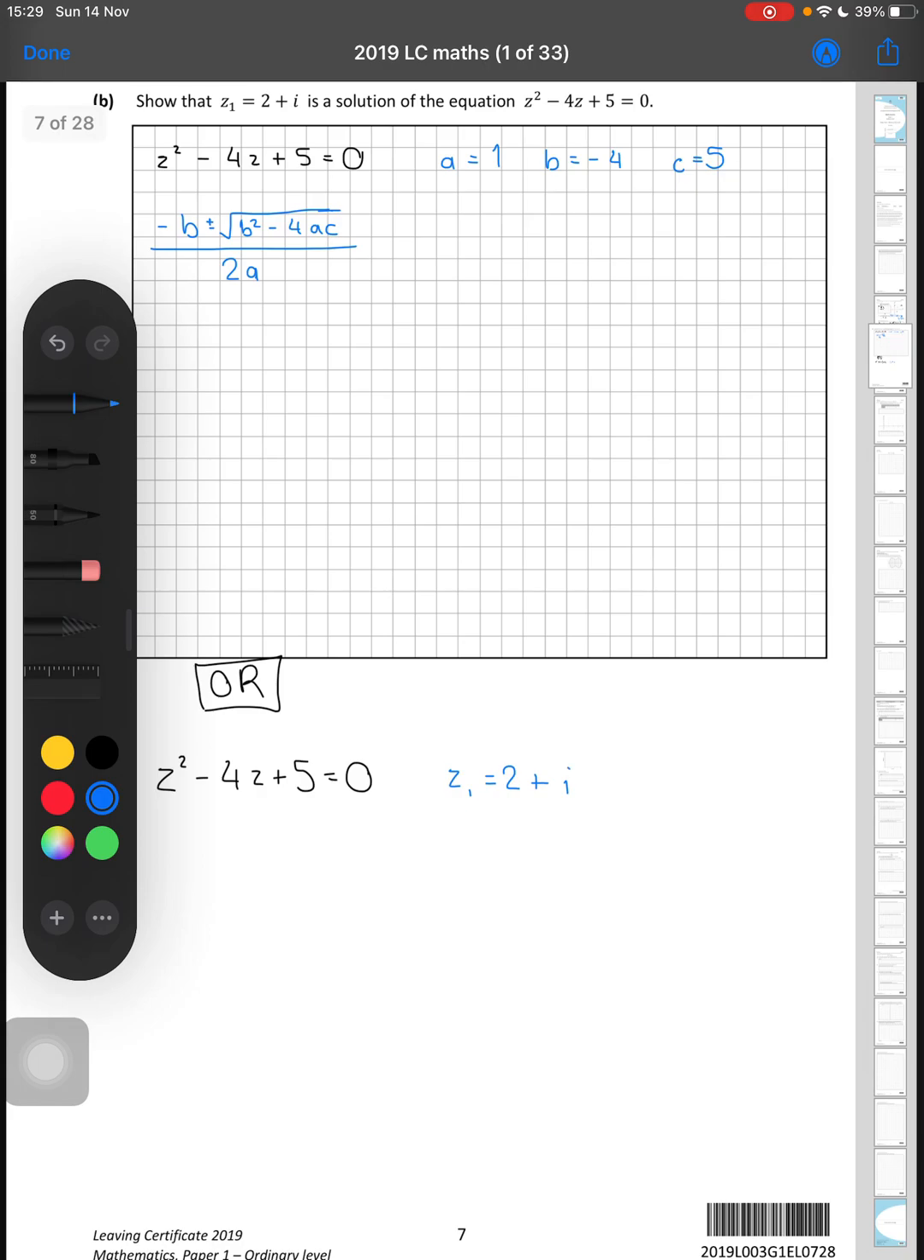Okay, so everywhere there is a z here, I can fill this in. So I'll have 2 plus i squared minus 4 by 2 plus i plus 5 is equal to 0. Okay, so 2 plus i squared is 2 plus i by 2 plus i.